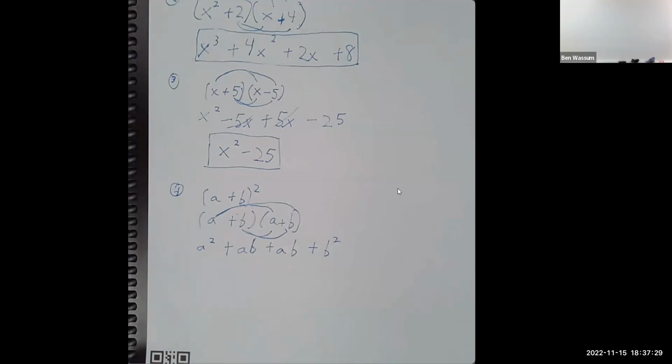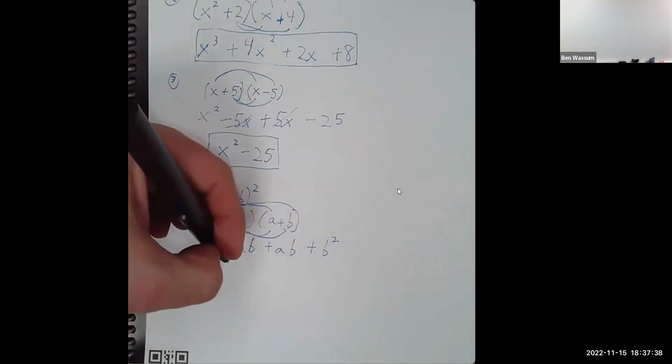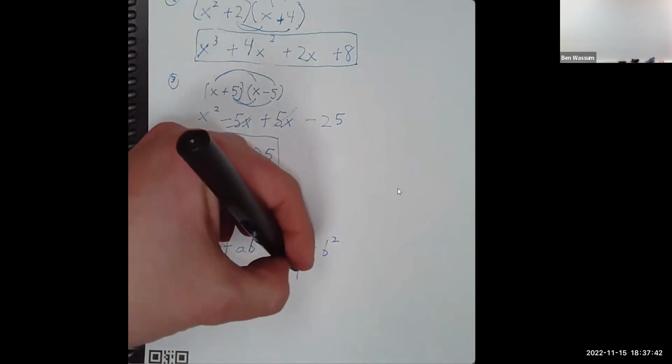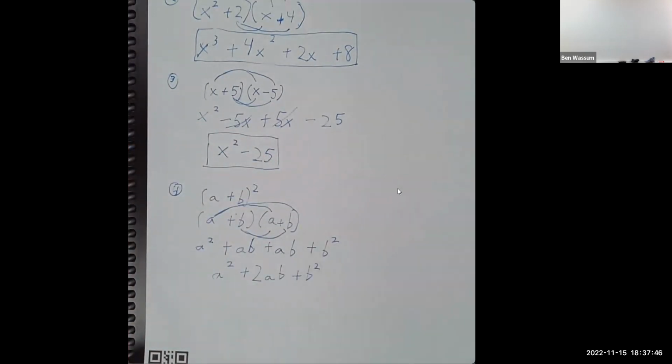Now, our like terms are hanging out in the middle. We have an ab and an ab. So if I add those together, I got one of them and one of them, so I have two of them. So I get a squared plus 2ab plus b squared.